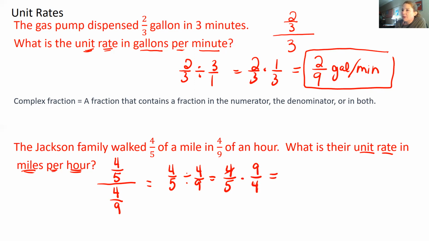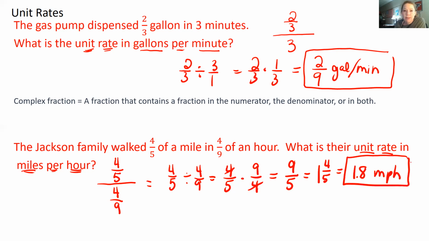We can divide 4 by 4 and get 1. So the answer is 9/5. We could leave it as 9/5, or we could write it as 1 4/5, or we could even write it as 1.8. 1.8 what? Miles per hour. So that is our unit rate because that's how many miles they walked in 1 hour.